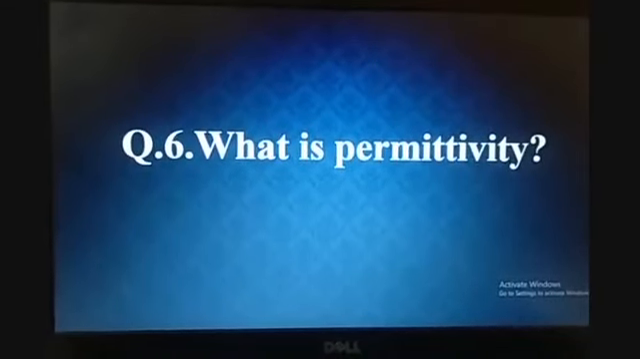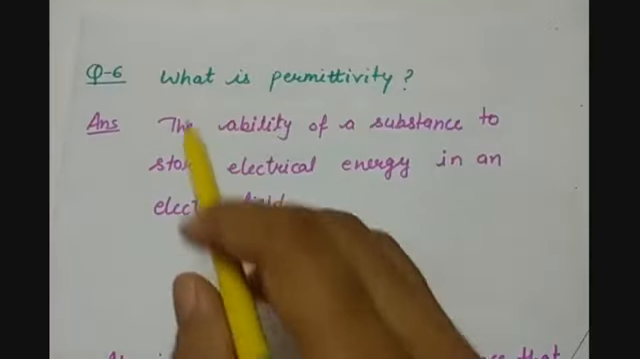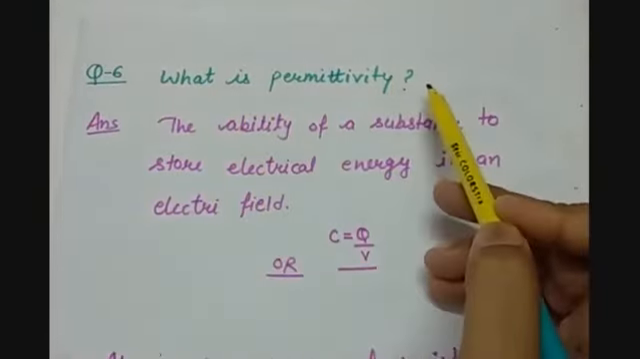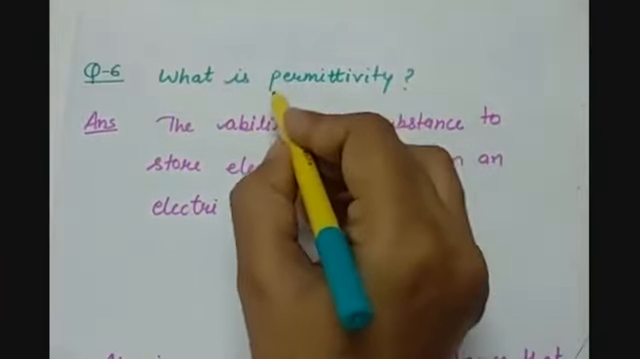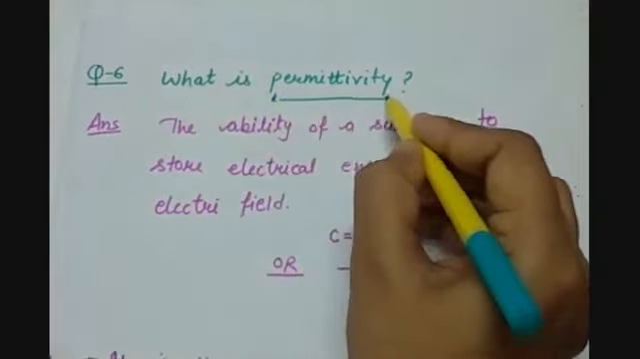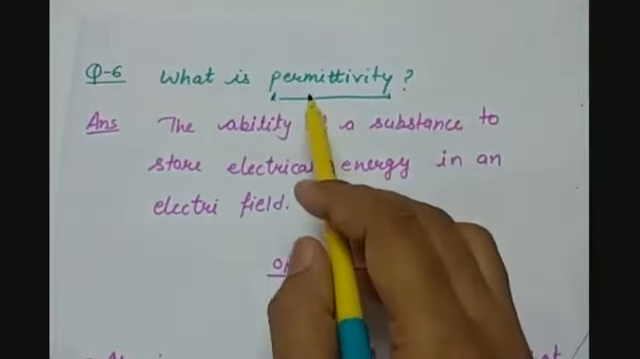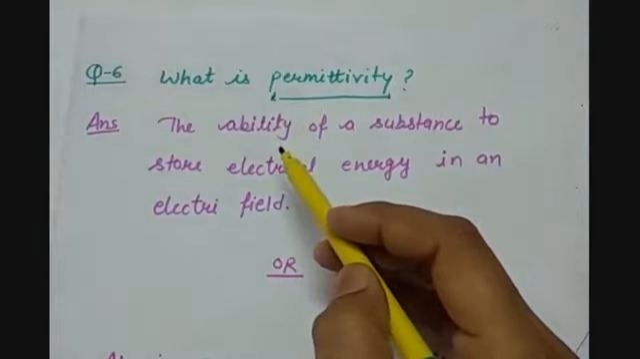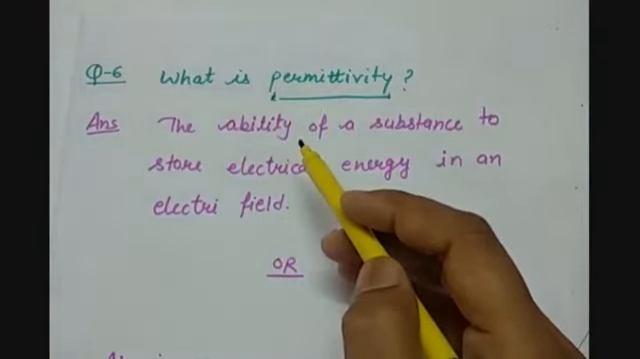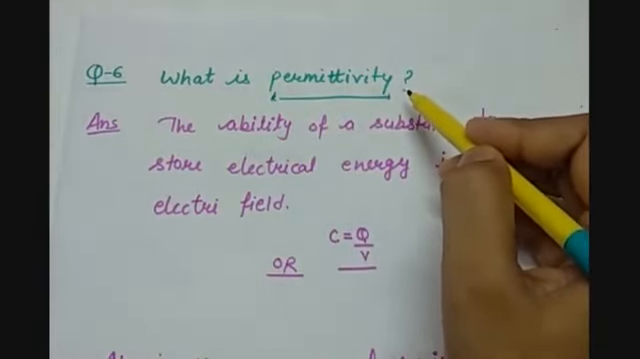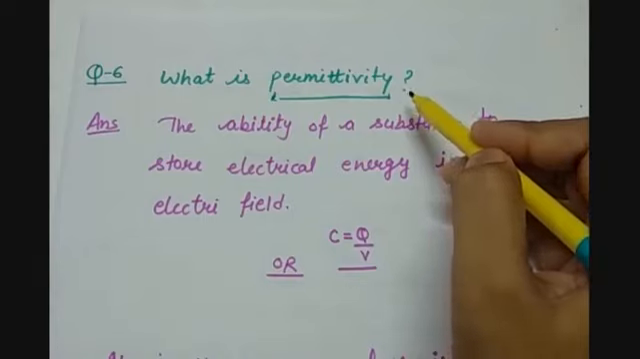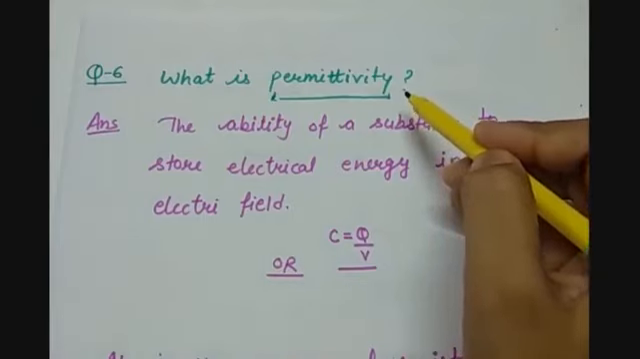Question number 6 is, what is permittivity? So the question itself says this word, just focus on this word, permittivity. That means allowance or permission to what? To electric field, because this is the context of electric field that we are studying. We are studying about the charges, electricity.